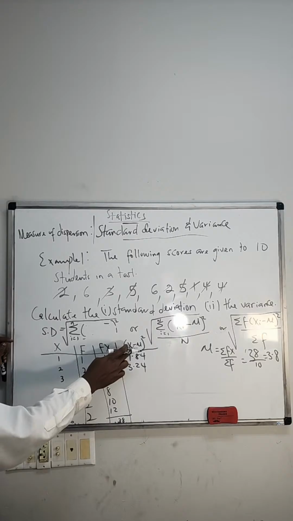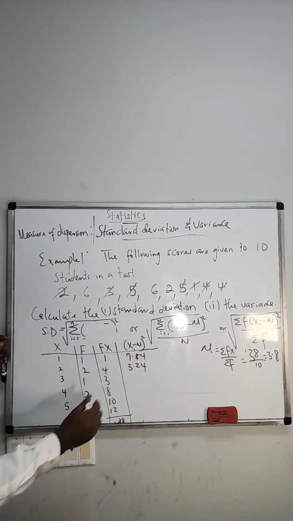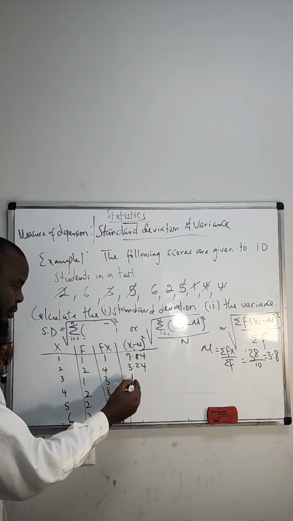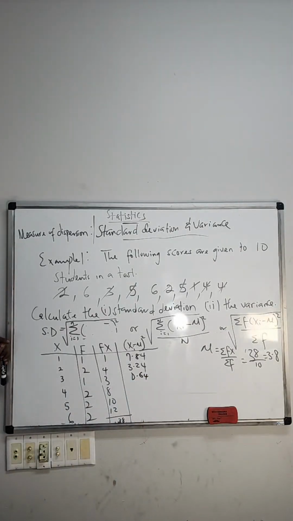No, I'm still doing xi minus mu squared first. Okay? And then you're going to multiply it by the frequency later, step by step. So 0.8 squared should be what? 0.64. Please confirm. 0.8 squared should be 0.64. That's correct.